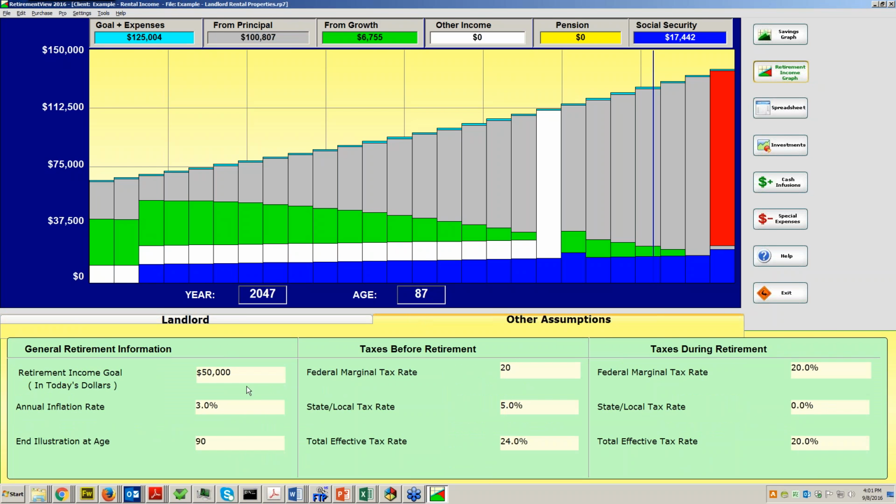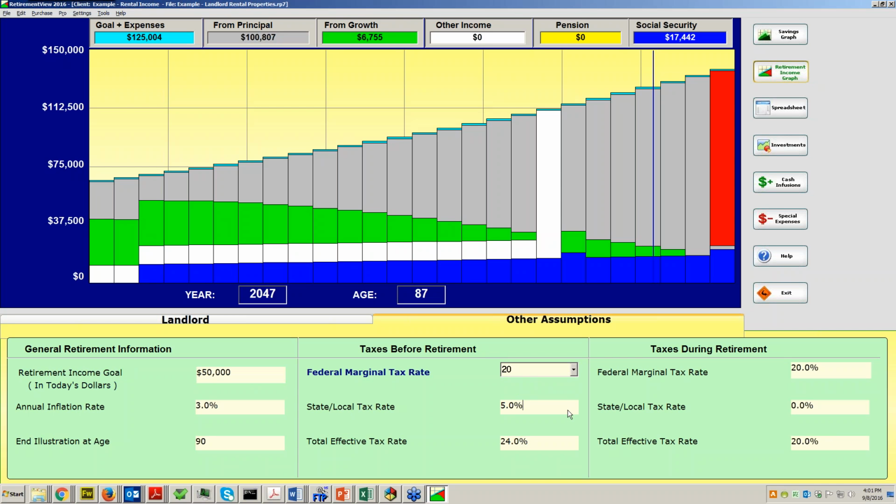First of all, on the retirement income goal in today's dollars, is that after taxes or before taxes? The answer is after taxes. What is the spendable cash you need? The program's going to figure out where it's going to get the money to fund that and account for the taxes when needed.